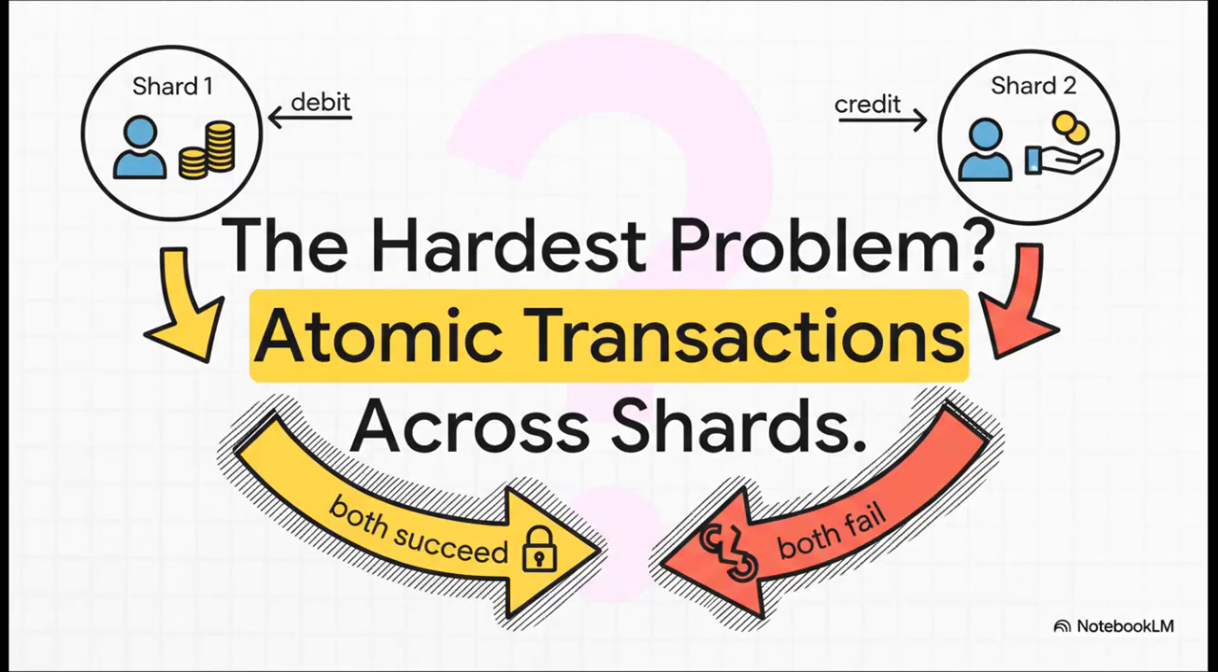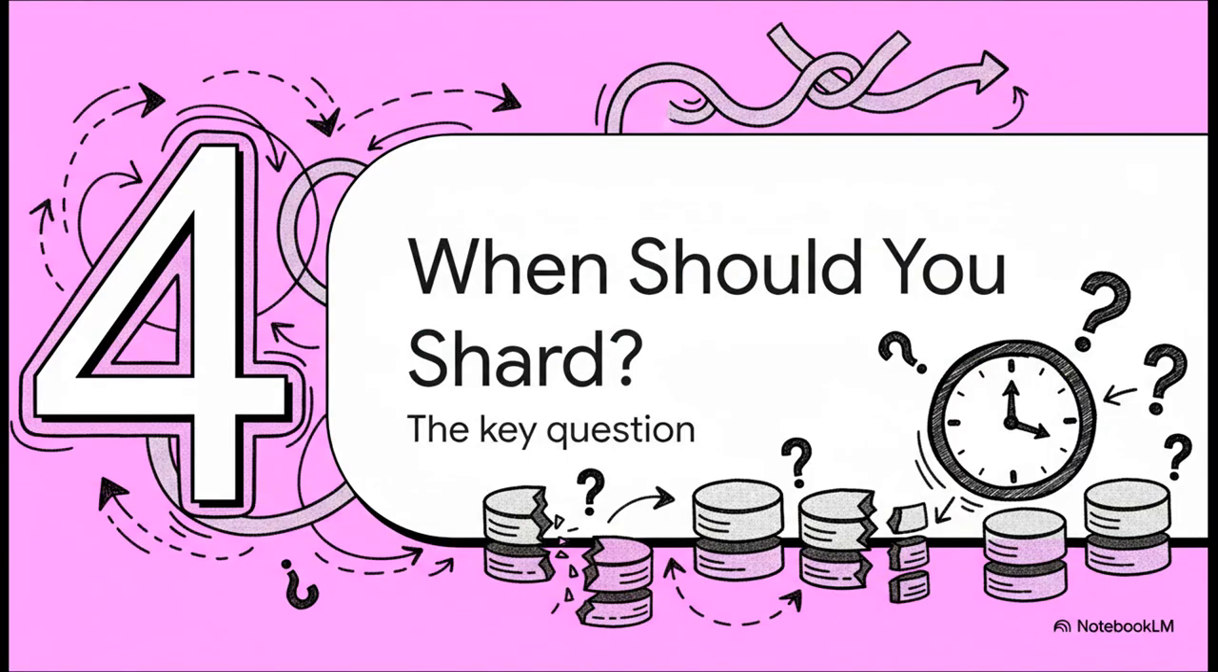And you know, maybe the hardest technical problem of them all is trying to do atomic transactions across different shards. Imagine you're transferring money from a user on shard 1 to another user on shard 2. You need both the debit from one account and the credit to the other account to succeed together, or you need them both to fail together. Guaranteeing that kind of consistency across two separate, independent databases, that is one of the most complex challenges in all of distributed systems.